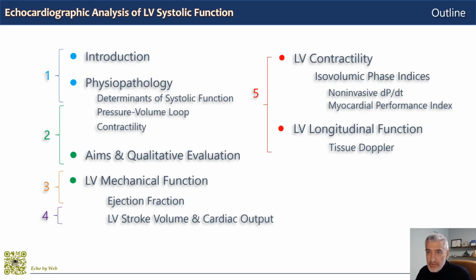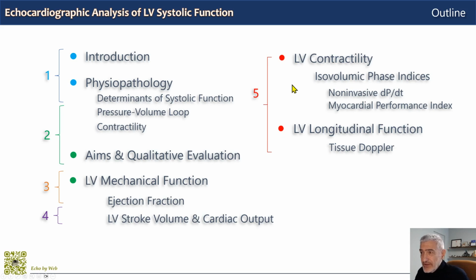We begin with an introduction and definitions. Then we move on to physiopathology and define the determinants of systolic function. We analyze the pressure volume loop as constructed invasively, and we see how invasively we define left ventricular contractility. Then we move on to the aims and the qualitative evaluation of left ventricular systolic function, and then the mechanical function of the left ventricle through ejection fraction, and how to perform stroke volume assessment and cardiac output.